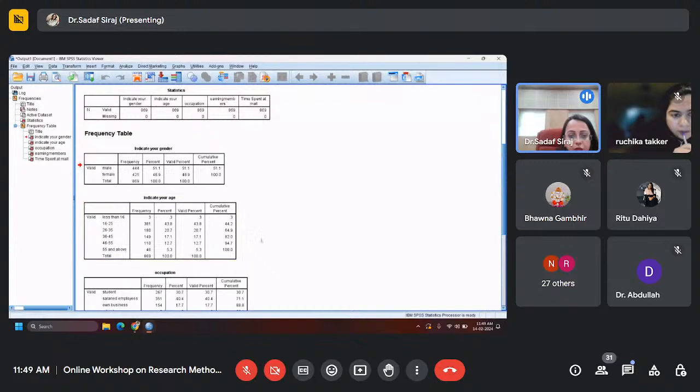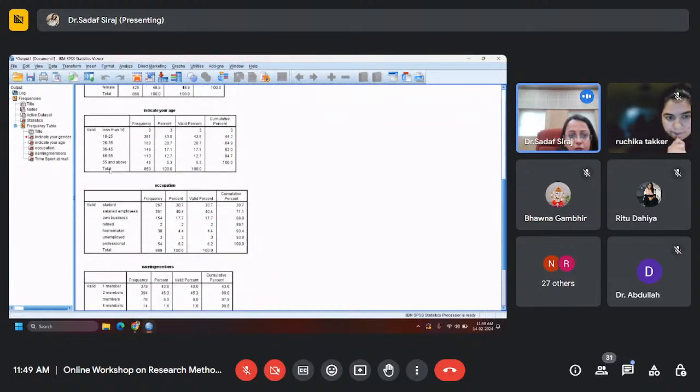So when it comes to the age profile of the respondents, different age groups are mentioned, the frequencies are mentioned, and the percentages are mentioned. Just right click, copy and paste it on the Word document. You can remove valid percent and cumulative percent. It is not required. In such a way, you can create all the frequency and percentage tables for the whole of your questionnaire. Is it clear up till here?